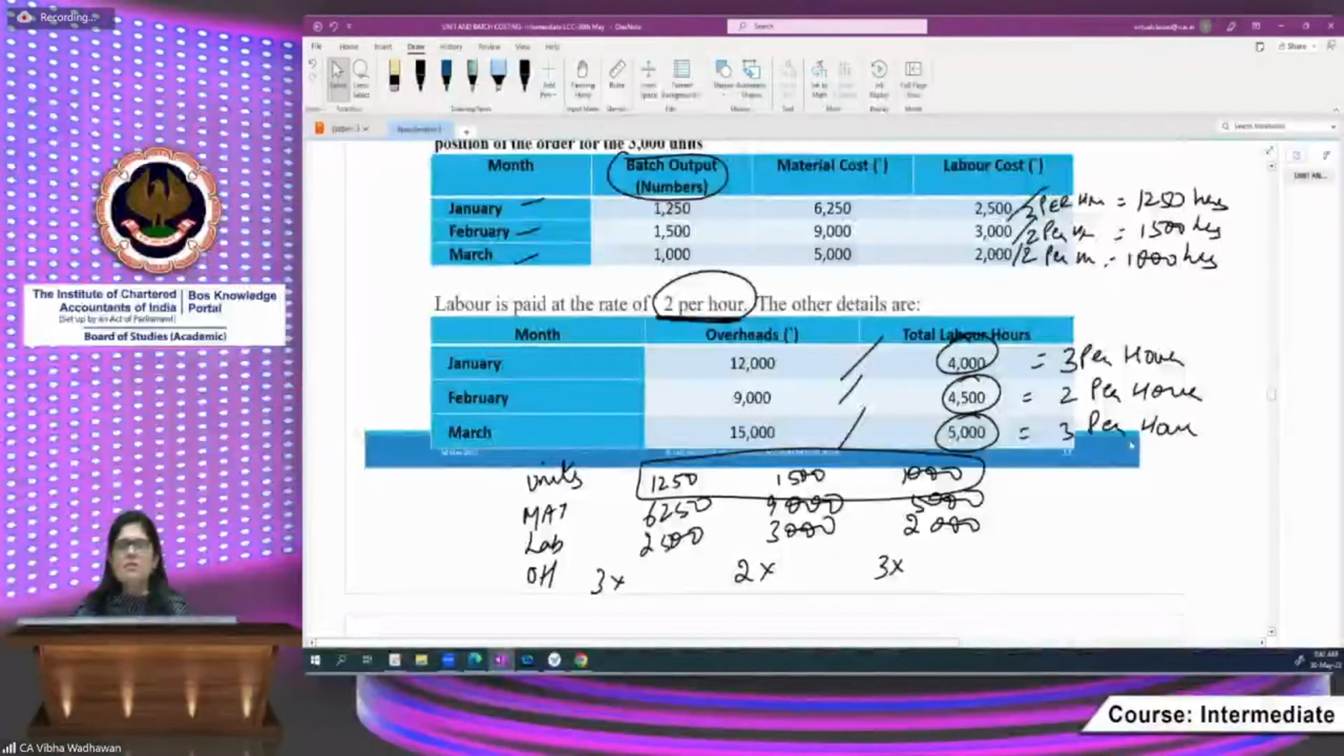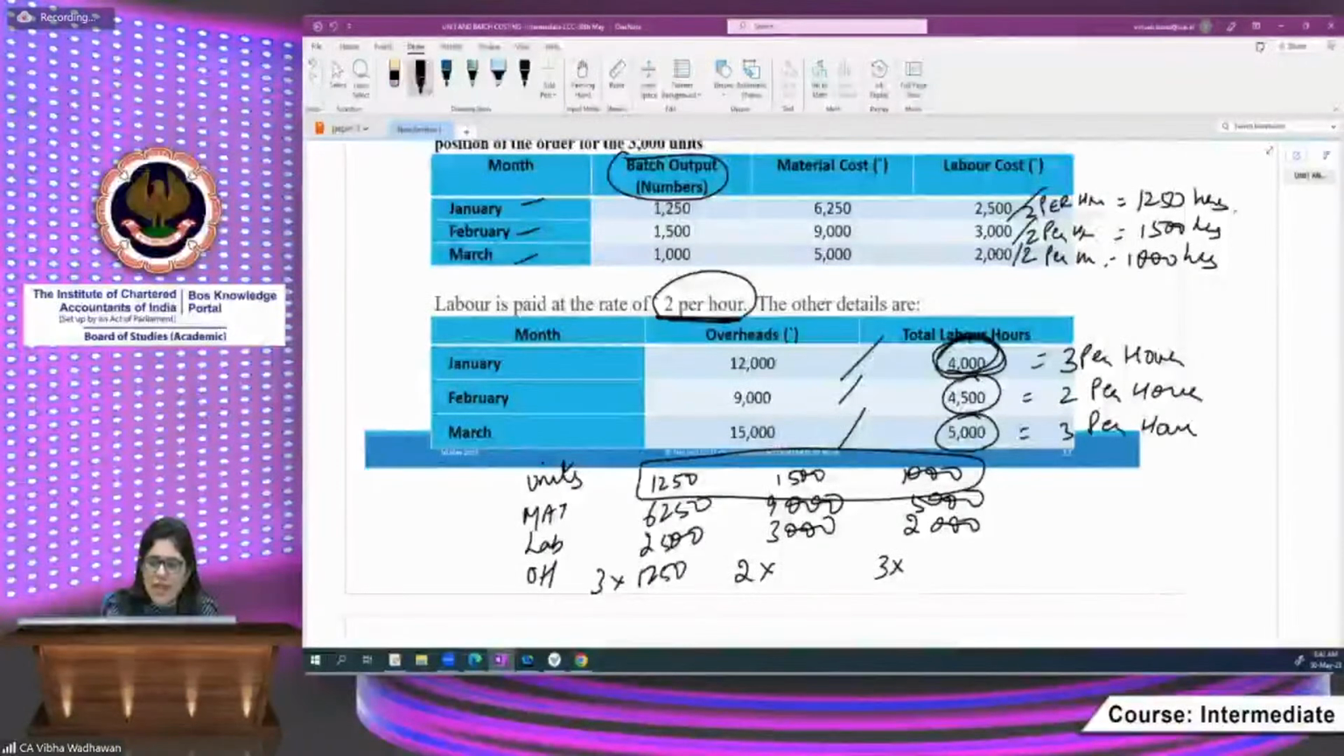Yeah. So 2,500 labor cost, they have been paid 2 per hour, so they must have worked for 1250. See, 4,000 is for the entire organization in January. Out of 4,000, 1250 hours were used to produce 1250 units in this particular batch. Clear? So 1250 hours for January must have been used. Cost is 3,000 for February, 2 per hour, 1,500 hours must have been used. And for March, 1,000 hours must have been used.